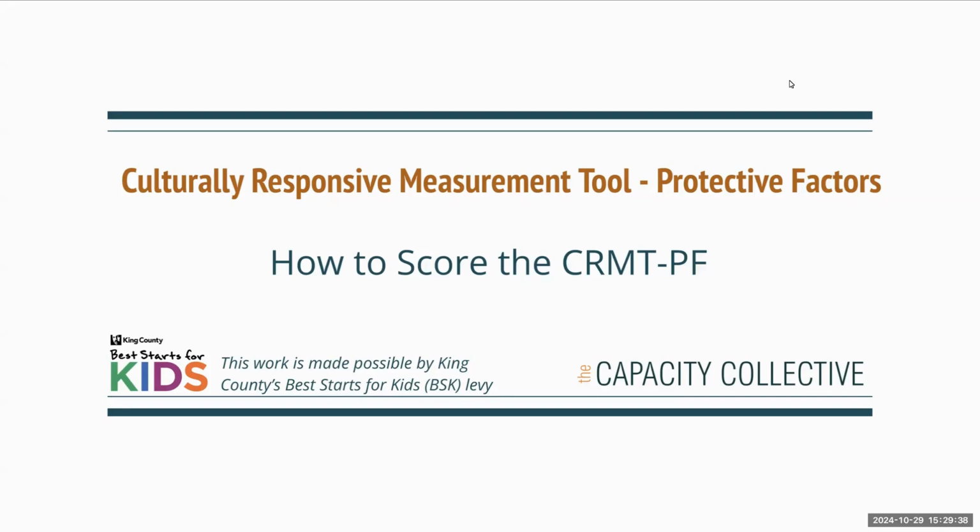In this video, we will show you how to score the Best Starts for Kids Culturally Responsive Measurement Tool, Protective Factors, or the CRMT-PF. We will call it the CRMT for short. It was created by the Capacity Collective and the King County Best Starts for Kids initiative, and it was tested and validated in diverse communities across King County, Washington.